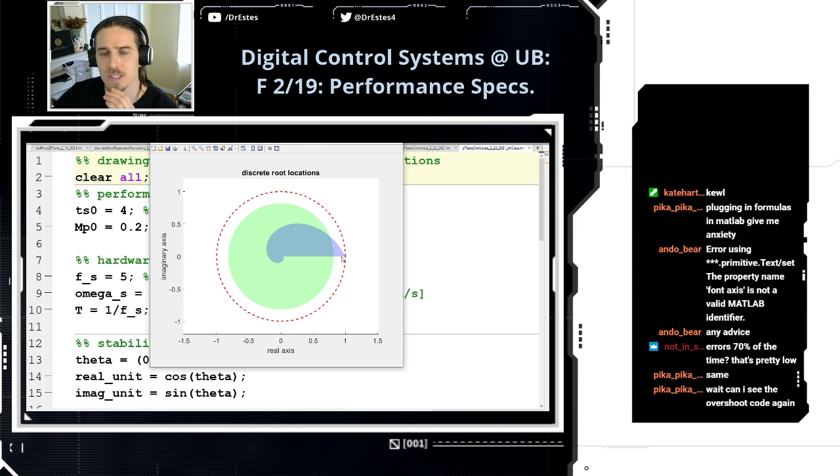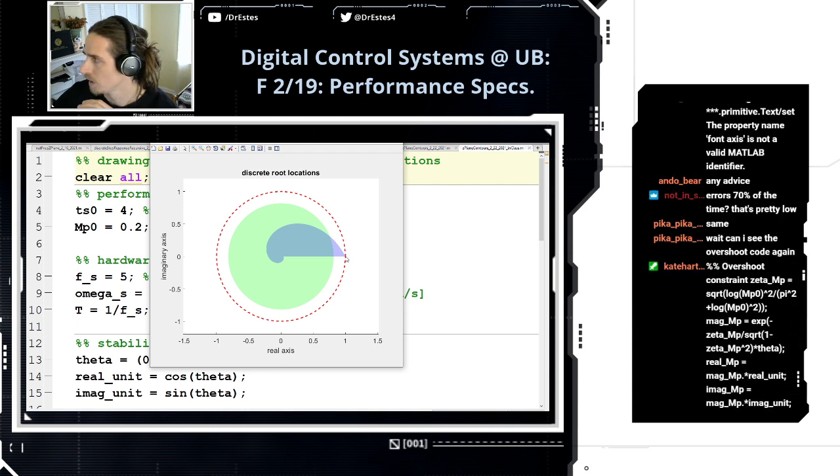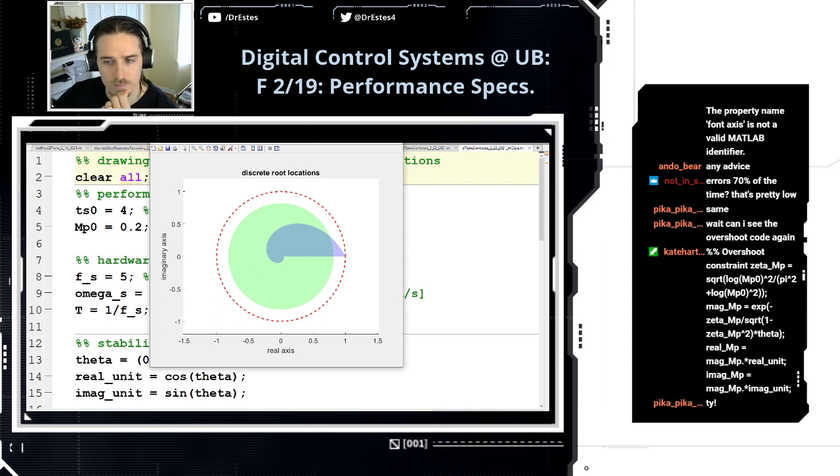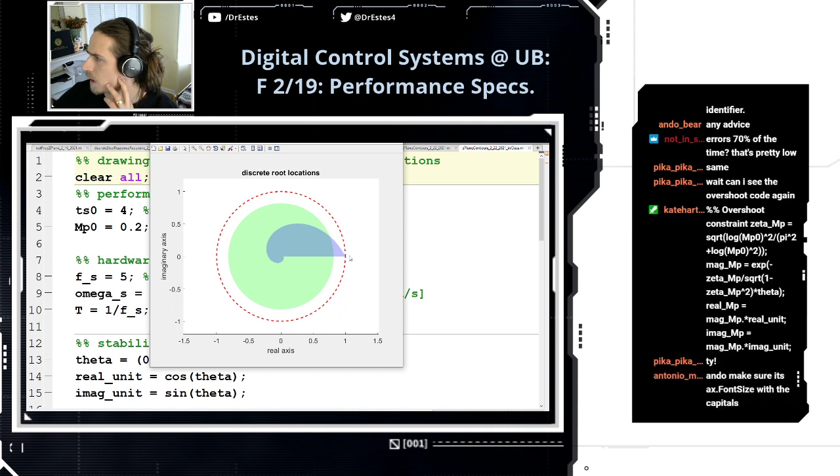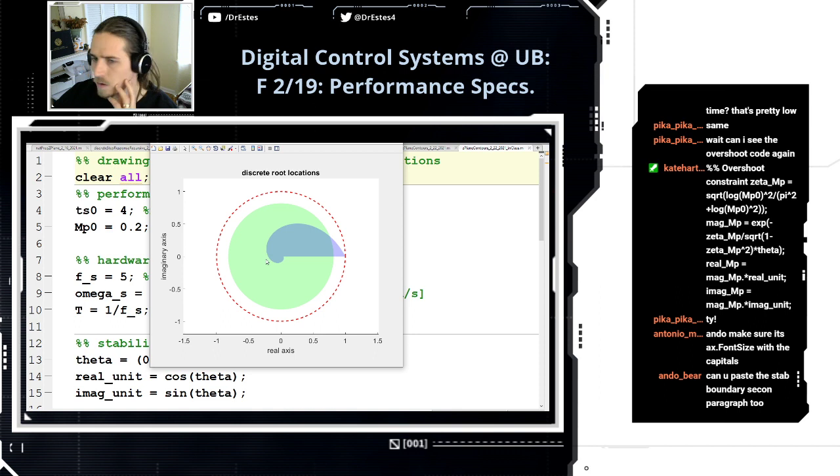And the reason it comes back to, oh yeah, thanks for putting that overshoot in there. The reason comes back to aliasing. I think I need to redefine. Can you paste the stab?